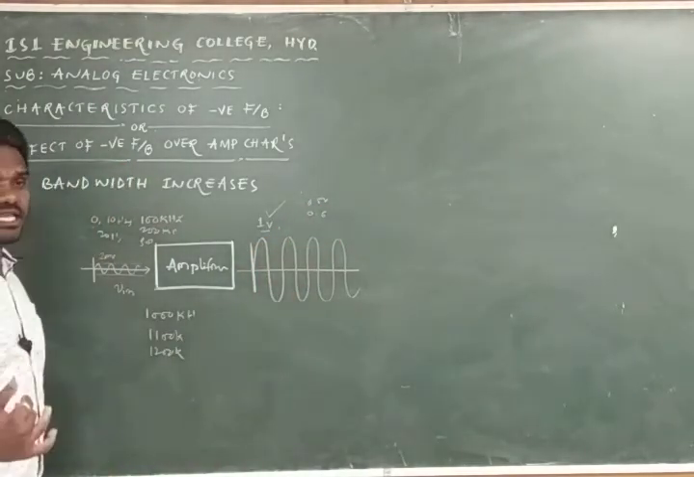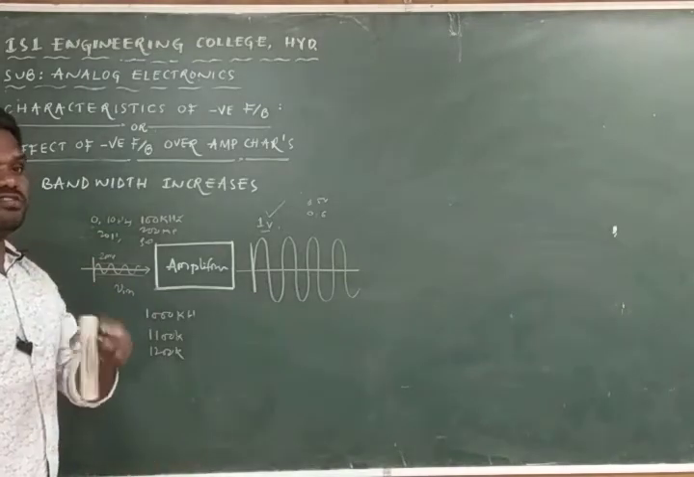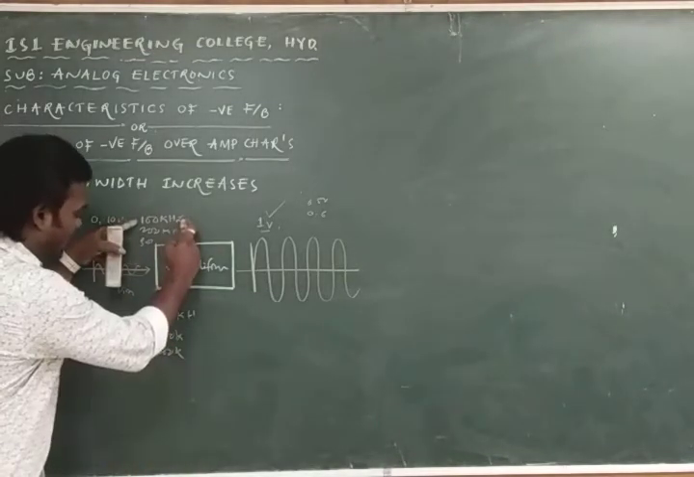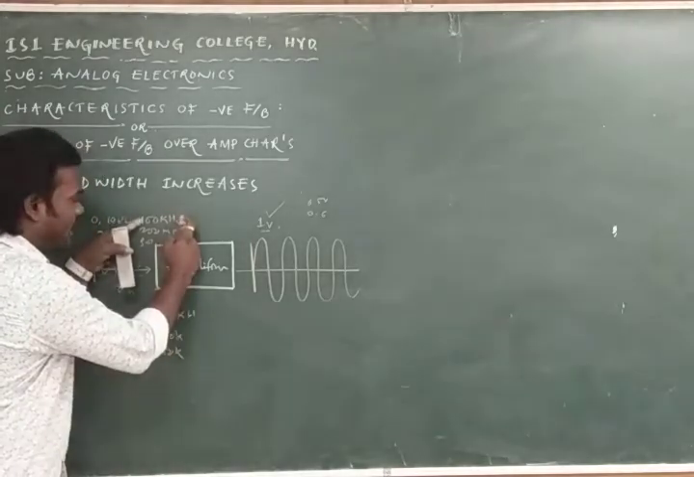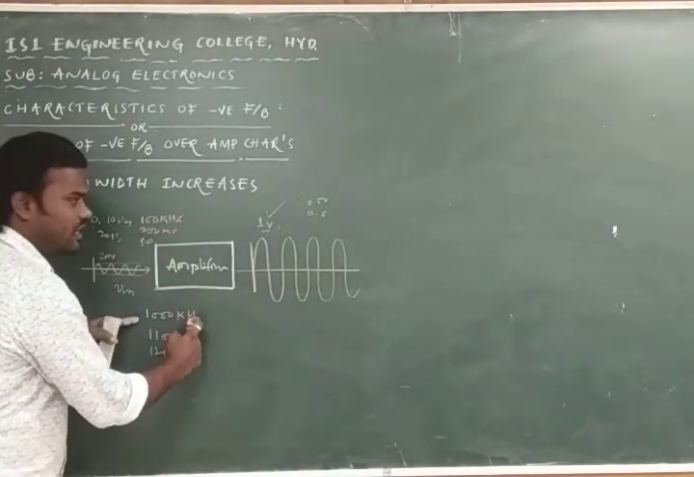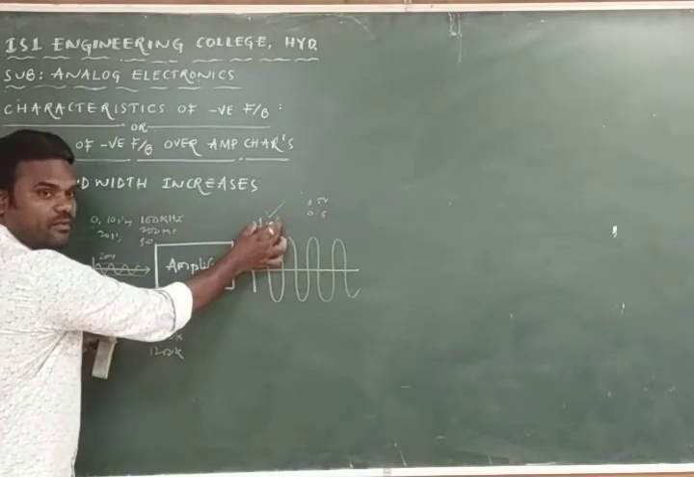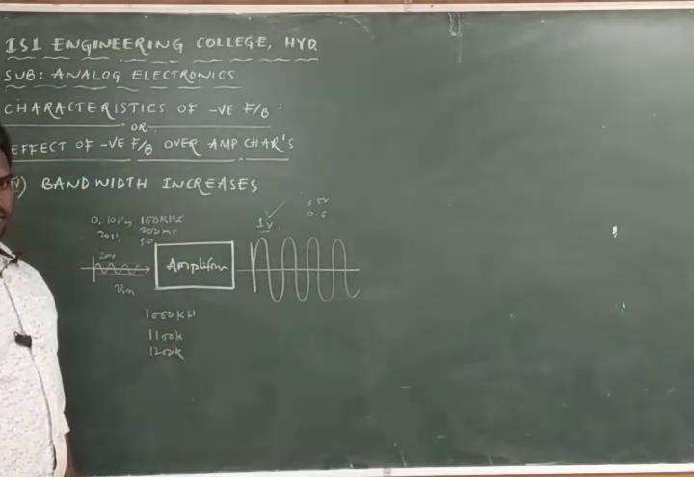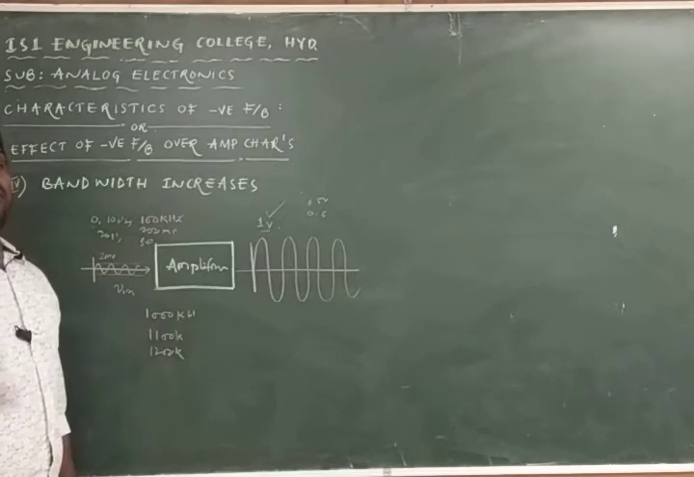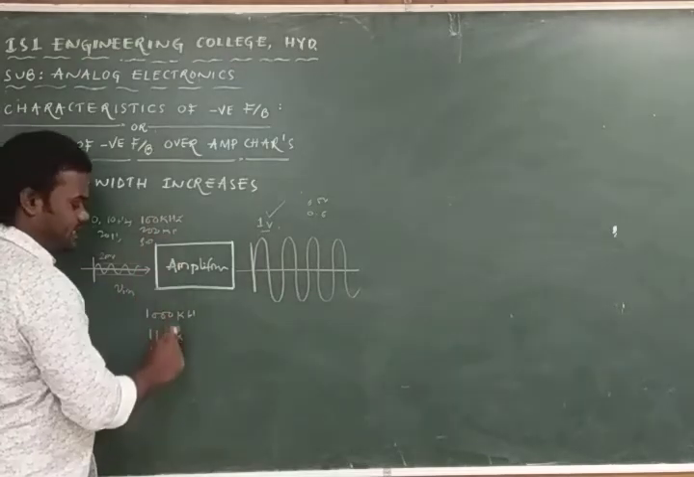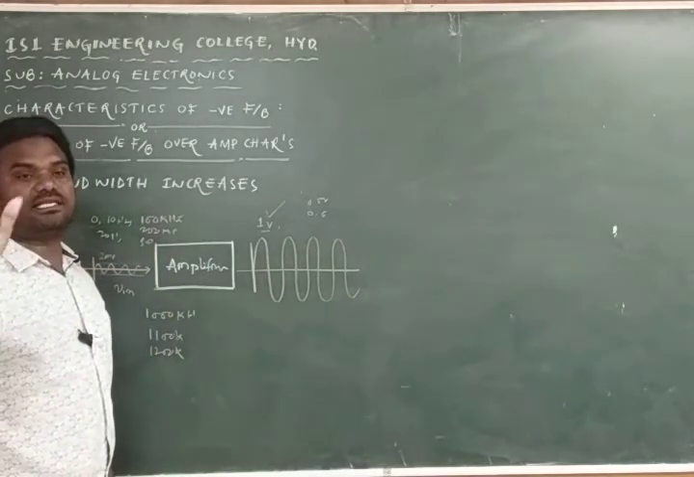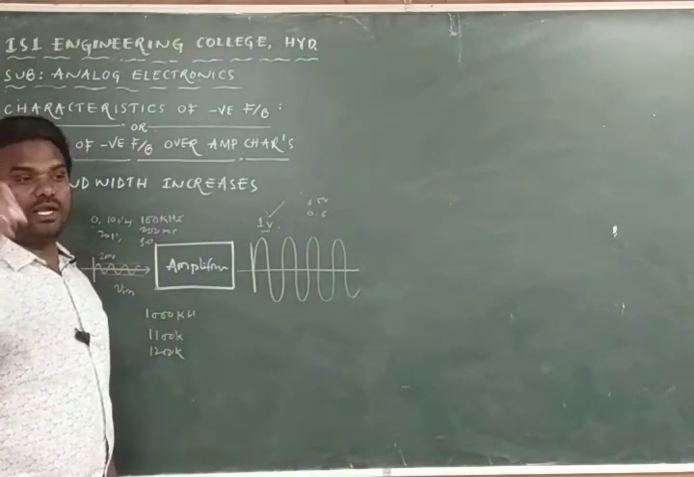Now my question is, from which frequency to which frequency is the gain maximum? From 100 kilohertz to 1000 kilohertz, the gain is maximum. This range of frequency is named as bandwidth. Maximum and constant. Yes, the range of frequencies over which the gain is maximum and constant, that is called bandwidth.